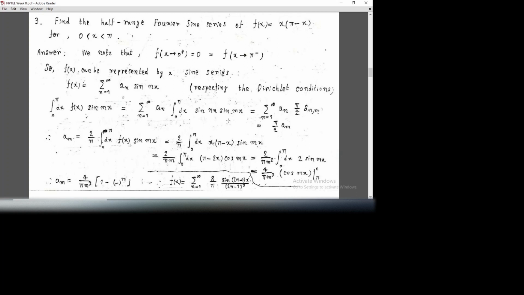Okay. Another thing is that, from problem 3 itself, if you put x equal to pi by 2 here, that means you get f at x equal to pi by 2 is equal to pi square by 4. So here it is pi square by 4. You will get pi square by 4 in the left hand side, and in the right hand side you have sine of (2n minus 1) pi by 2.